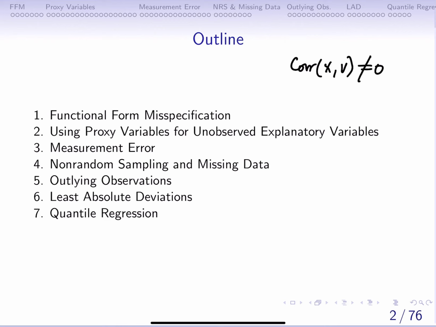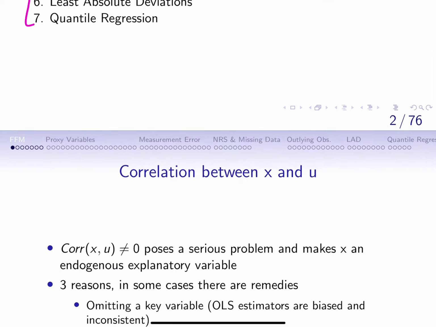And then, this part of the chapter, which is dealing with data issues, deals with non-random sampling and missing data problems, and what you should do when you have outlying observations and what techniques can be used. In that context, we'll talk about least absolute deviations and quantile regression techniques.